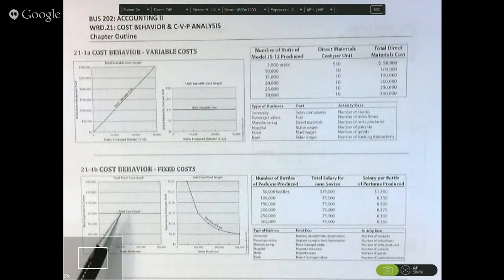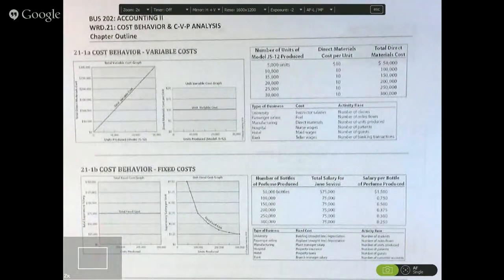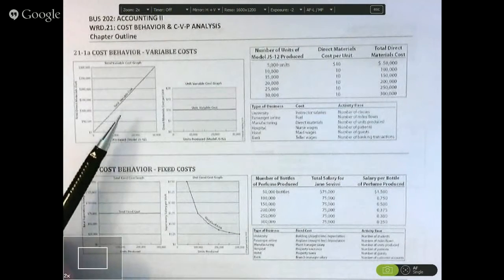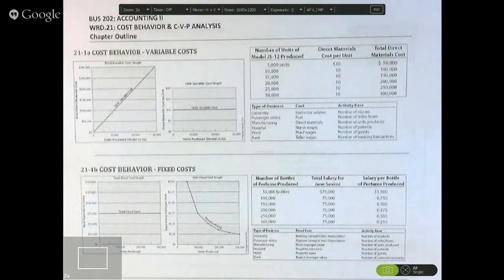Why? Well, fixed costs are controlled by making decisions about time, whereas variable costs are controlled by making decisions about activity. I'll say that one again. Fixed costs are controlled by managers making decisions about the time that the fixed costs will exist. Variable costs are controlled with managers making decisions about the level of activity that applies in the manufacturing process.